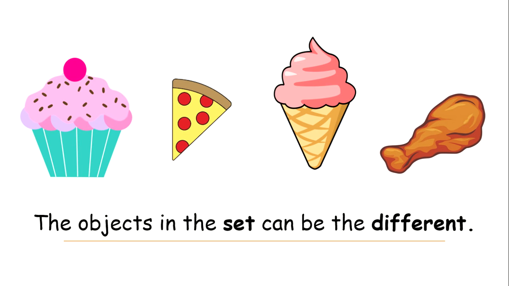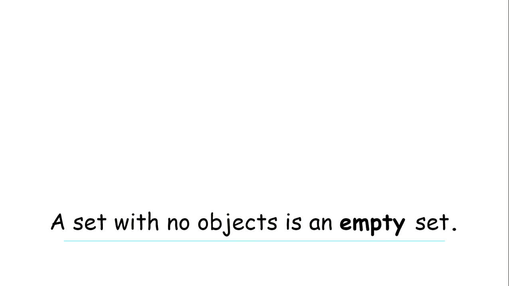The objects in the set can be different. How many objects do I have in this set? Are they all the same? No, they're different, but still I have a set of 4 objects. And a set with no objects is an empty set. So there's absolutely nothing here, so it's an empty set.